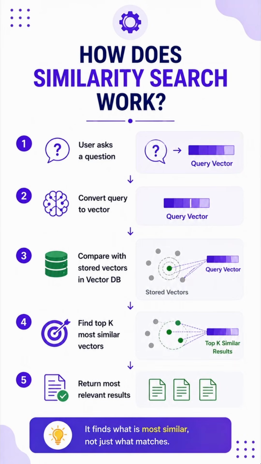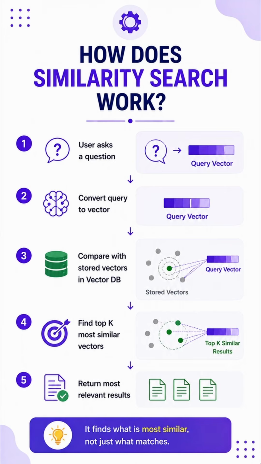How does Similarity Search work? Similarity Search works by comparing the meaning of a user's query with the meaning of stored documents. First, all the documents are converted into embeddings using an embedding model. These embeddings are numerical vectors and are stored in a vector database. When a user asks a question, the same embedding model converts the query into a vector.